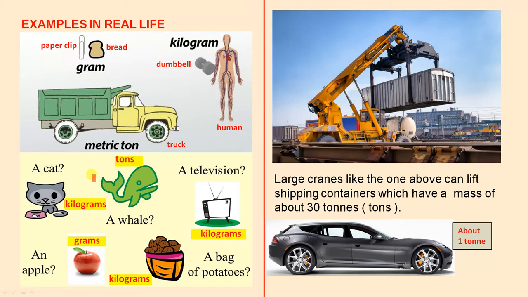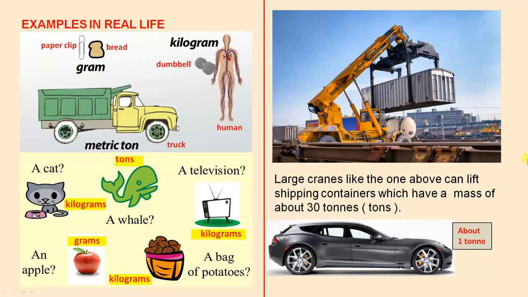Some other objects in real life. A cat can be measured in kilograms. For example, I have quite a large cat, and my cat has a mass of about 7 kilograms. That's quite large for a cat. A whale can be measured in tons. A television in kilograms. A bag of potatoes in kilograms, and an apple in grams.